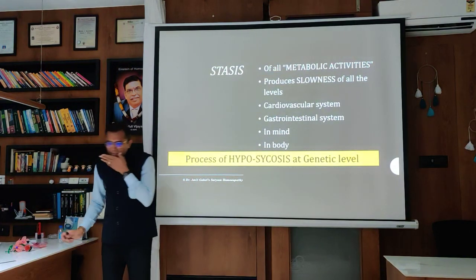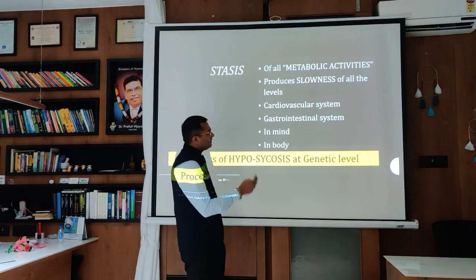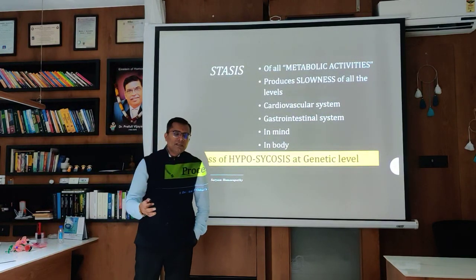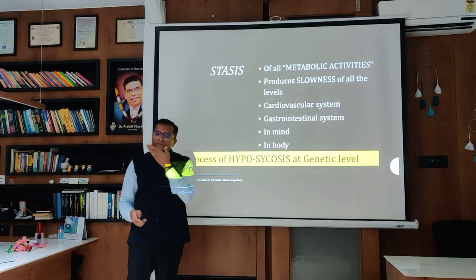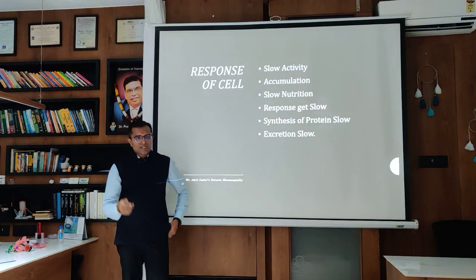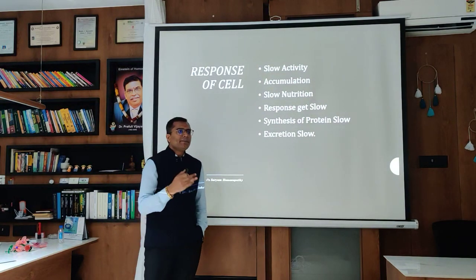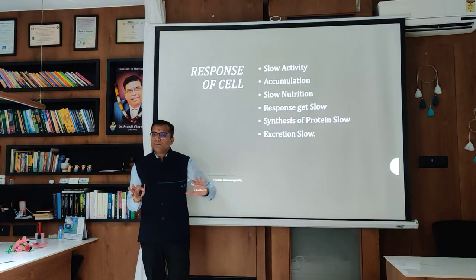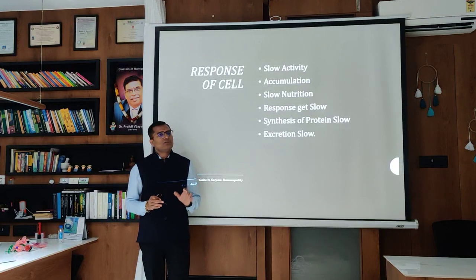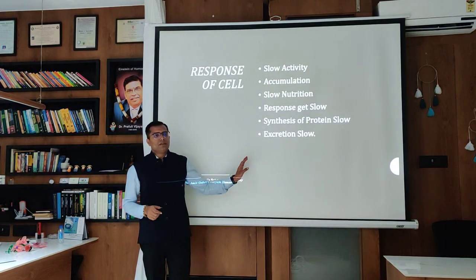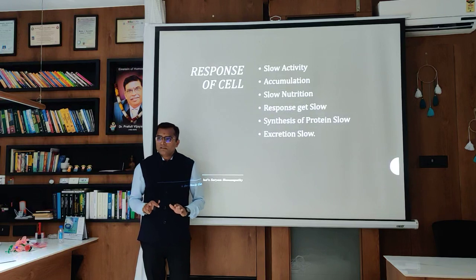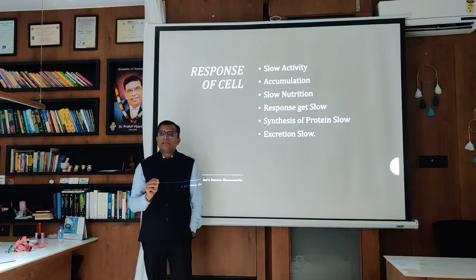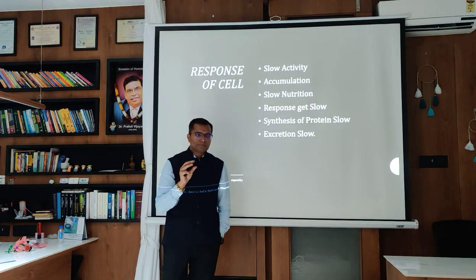So how hypopsychosis is represented at a particular system, as well as a particular part of the body, as well as at the level of mind. So we have to understand the response of the cells. Every cell responds in a particular genetic pattern. So we understand at the genetic level that it is hypopsychosis, and hypopsychosis leads to slowness. So what happens at the cellular level? There is a slow inactivity. So what does the metabolism of the cell become? Slow.